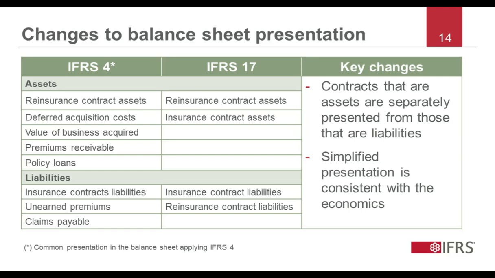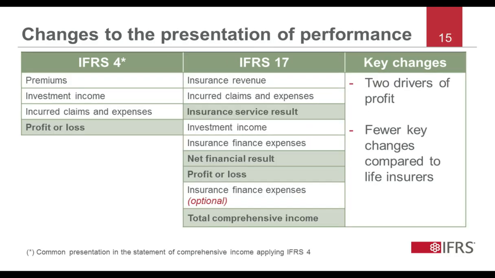Now, let's think about the statement of financial performance. Under IFRS 17, investors will be provided with richer information because they will see the information about two drivers of profitability, the insurance service result and the net financial result. The distinction will reflect how successful an entity is in providing insurance activity versus investment activities. Under IFRS 4, that information was often not provided.